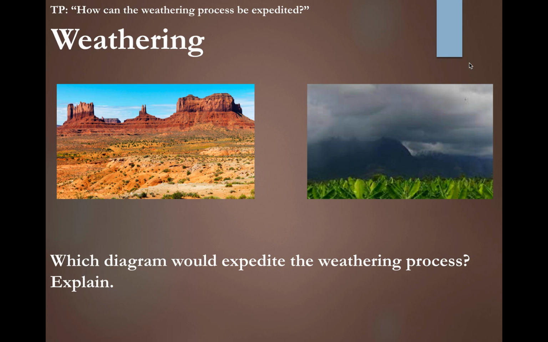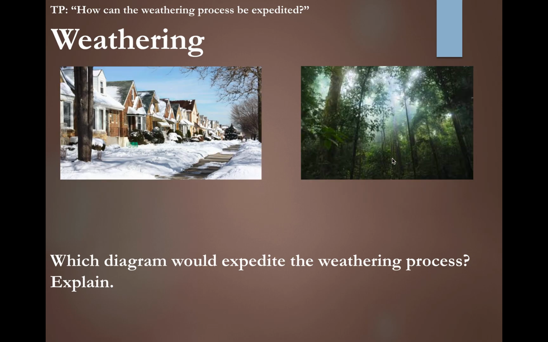All right, we lack water in the desert. Less weathering can happen in the desert. Next, which diagram would expedite the weathering process?